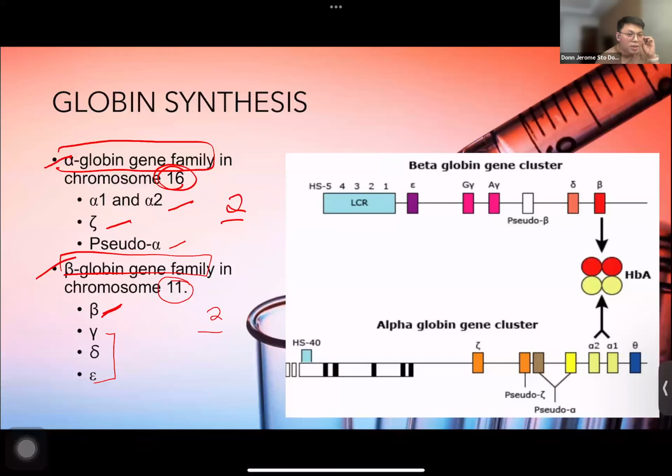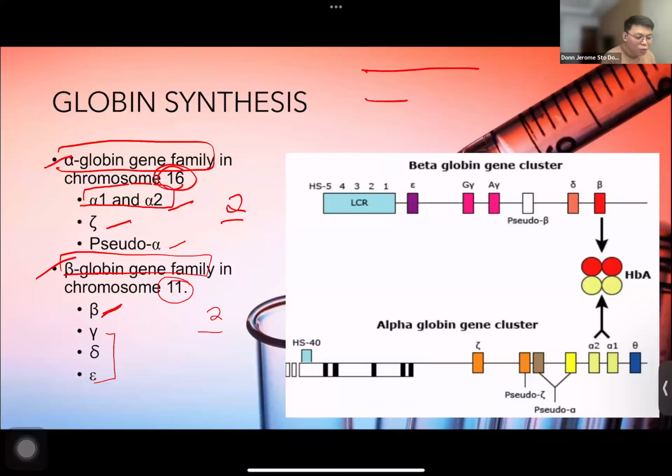May reporters. So in the alpha globin gene family, tatandaan nyo, merong alpha 1 and alpha 2 gene. So pag tinanong ko kayo, how many genes encode for alpha chain in chromosome 16? Ilan po?